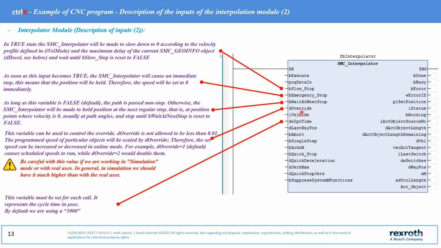D override. This variable can be used to control the override. The override is not allowed to be less than 0.01.